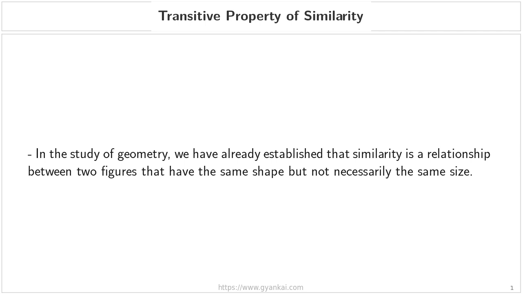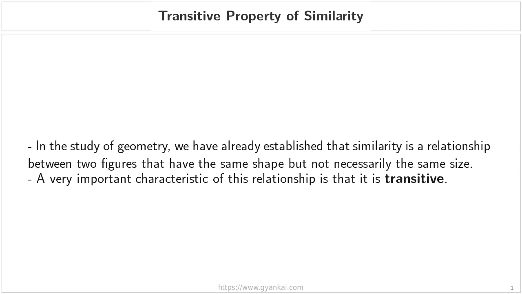transitive property of similarity. Now, before we get into the new material, let's quickly recap what we already know. In our previous lessons, we established that similarity is a relationship between two figures where they share the exact same shape, even if they aren't the same size. Think of it as one figure being a perfectly scaled version of another.